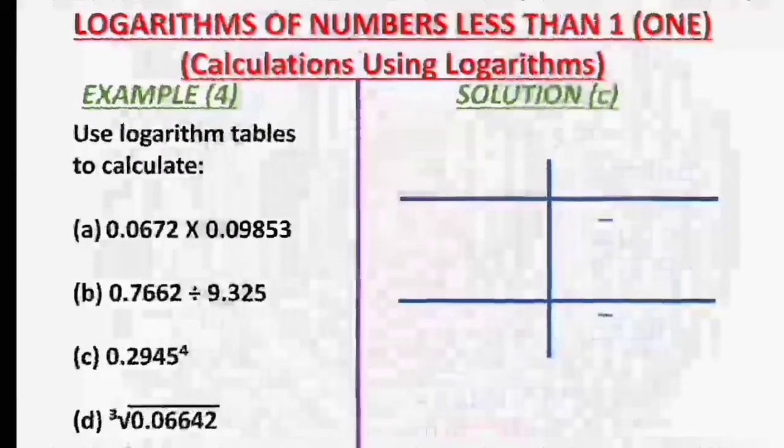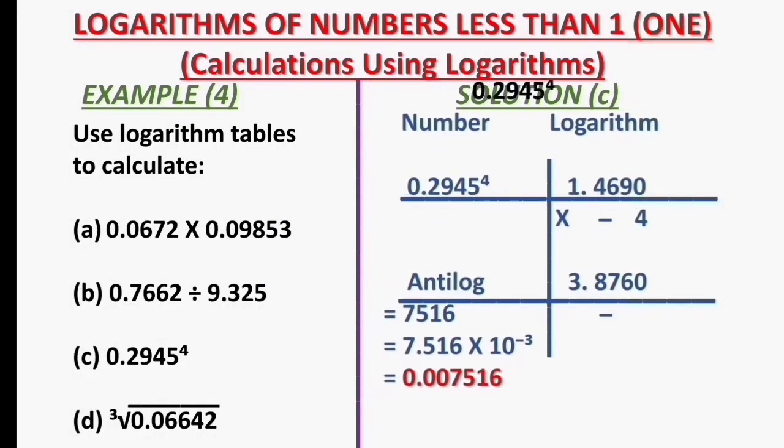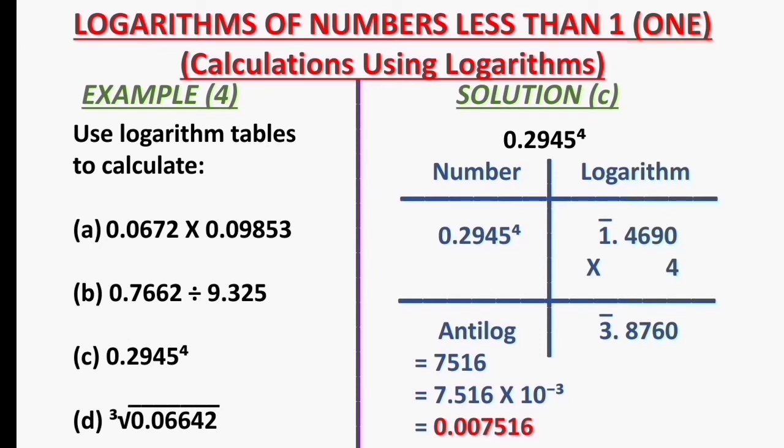In question C, we have the power of a number. Question is 0.2945 raised to power 4. Here we find the logarithm of the number. Then we'll multiply the logarithm by the power, which is 4. Multiplying 1.4690 by 4, which is the power in question, we are going to get 3.8760. Finding the anti-logarithm of that result, we are going to get our answer as 0.007516. The answer to question C, which is 0.2945 raised to power 4, is 0.007516.